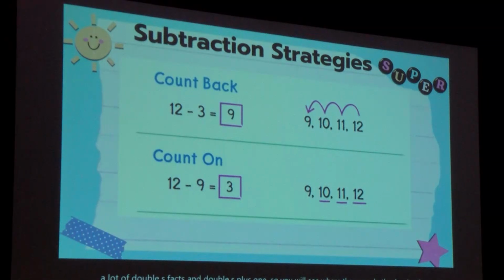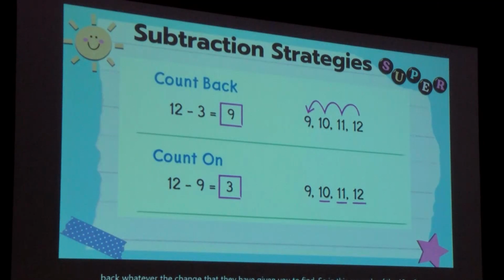And a few other strategies that we use are subtraction. We use counting back. You can use a number line to count back. You will start at that large number, and then you will count back whatever the change that they have given you to find. So in this example of 12 minus 3 equals 9, our student will start at 12, and then they will count back using their skips and jumps to get there.